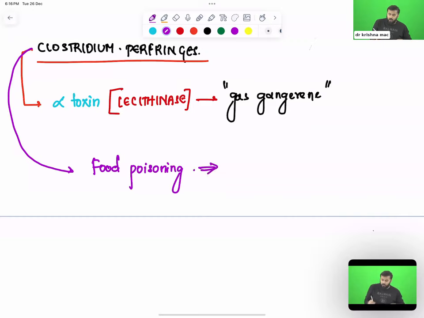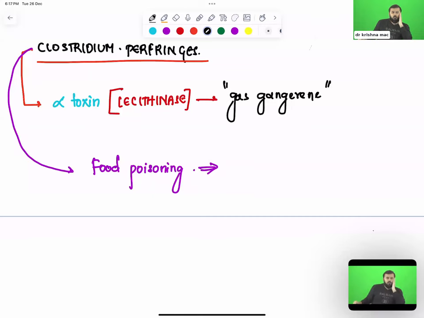Okay. So how does the food poisoning happen in case of Clostridium perfringens? For example, let us say you, how many of you stay in flat? None of you stay in flat, right? Let us say you have bought some meat from the market, and finally you cooked it.